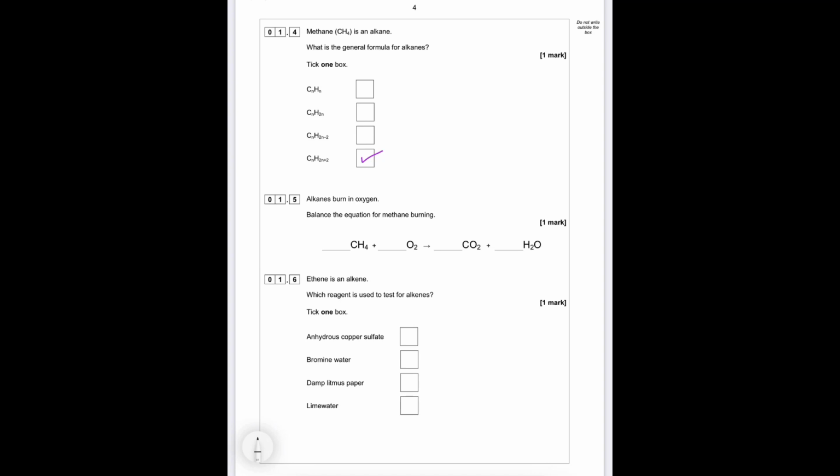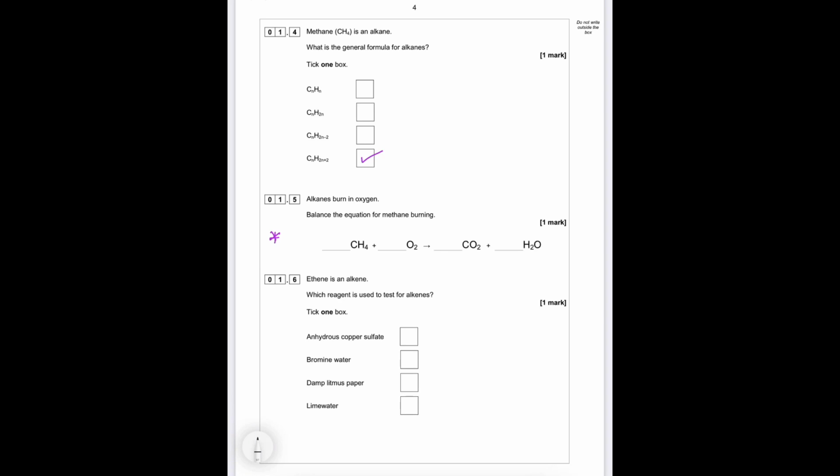Then we're told alkanes burn in oxygen. Balance the equation for methane burning. Now, one key point for this particular question is, although there are lines in front of every single molecule, it doesn't mean that we have to put a number in every one of those spaces. So let's balance out one element at a time. If we look at the carbons to start with, we have 1 carbon on the left-hand side and 1 carbon on the right-hand side.